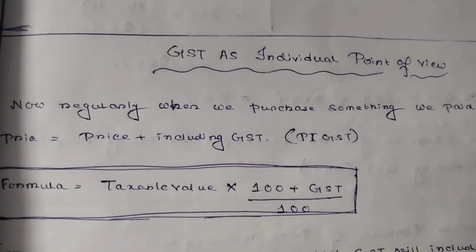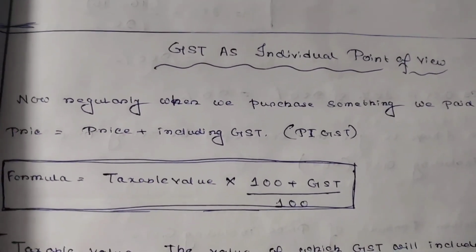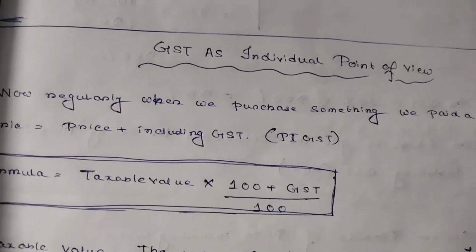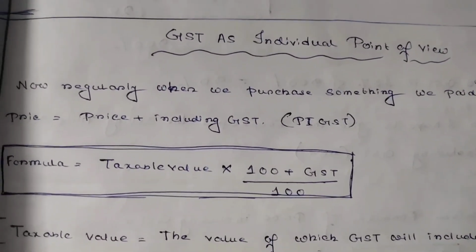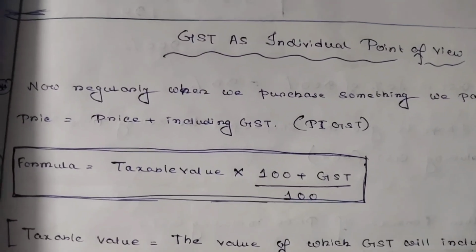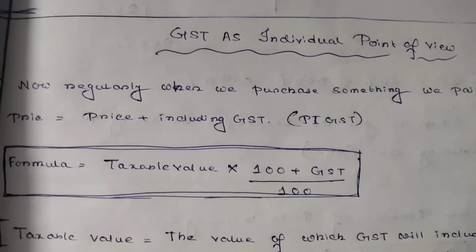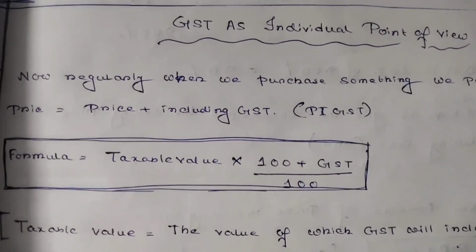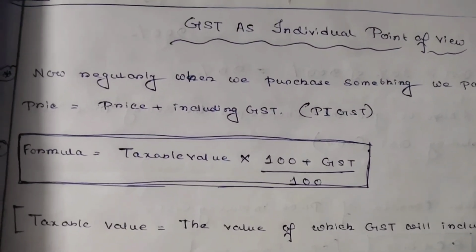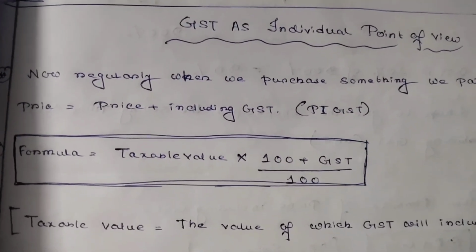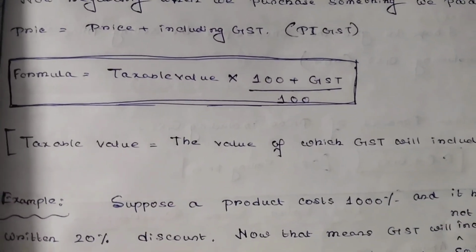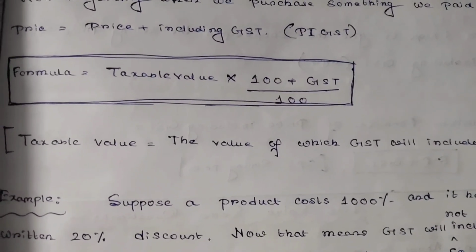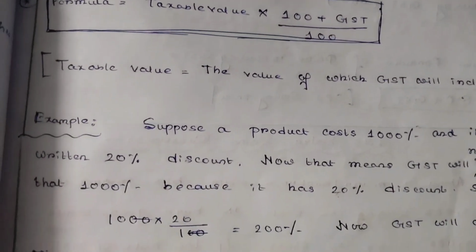From an individual's point of view, when we purchase something, we pay a price, and that price already includes GST. That price is not the only price, it has already included GST. So the formula is taxable value into 100 plus GST by 100. Now what is taxable value? Taxable value is the value on which GST will be charged.